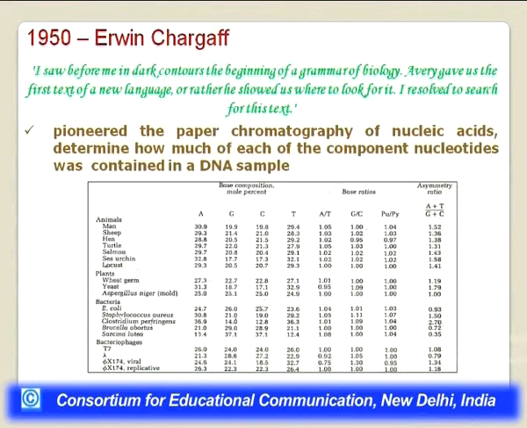If you remember, when Phoebus Levene proposed the tetranucleotide hypothesis, he said that DNA is a repeating tetramer. So A, G, C and T are probably in equal ratios, and the tetramer is one unit occurring again and again. But when Erwin Chargaff worked on the paper chromatography of nucleic acids, he found that the ratios are not equal.